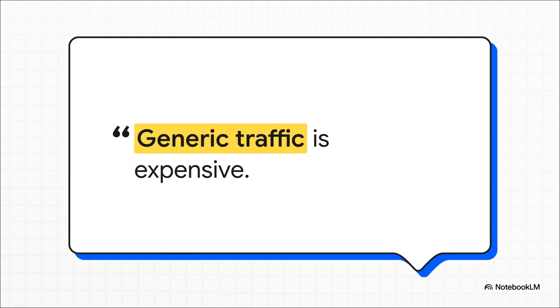And there's a really simple and kind of painful reason for this. Generic traffic is just plain expensive. When you just let Google's AI take a wild guess at who your ideal customer is, you're not just paying for clicks. You're literally paying for clicks from people who are never going to buy from you.